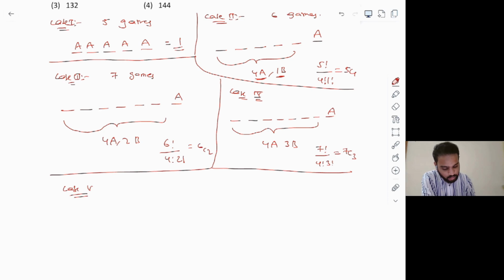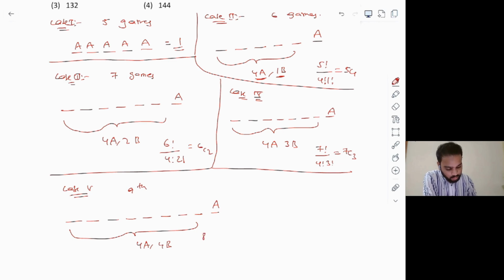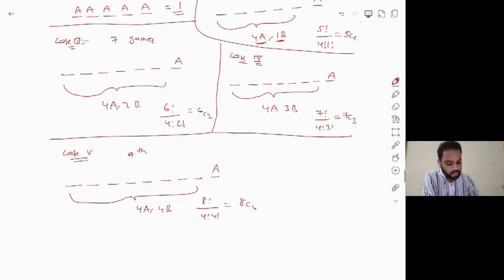And the next case is also possible, obviously. Case 5. What's case 5 here? At the end of the ninth game. 1, 2, 3, 4, 5, 6, 7, 8, 9. So at the end of the ninth game, person A wins the series. Which means again the last place should be filled by person A. And in the remaining 8 games, 4 games must be won by A, which leaves 4 games won by person B. Right. Now once again, what is the arrangement of this one? 8 factorial divided by 4 factorial into 4 factorial, which gives you 8C4. Okay. But this is the last case.